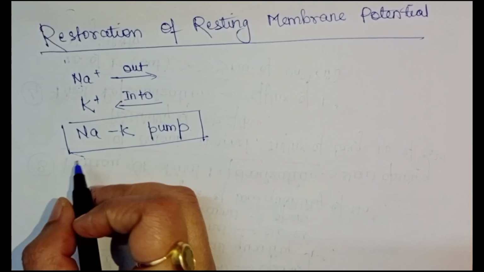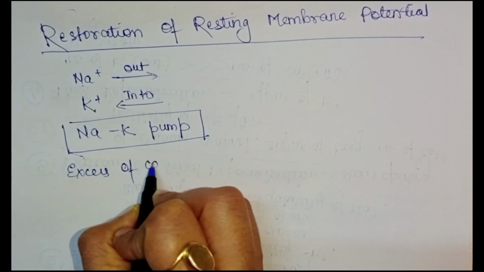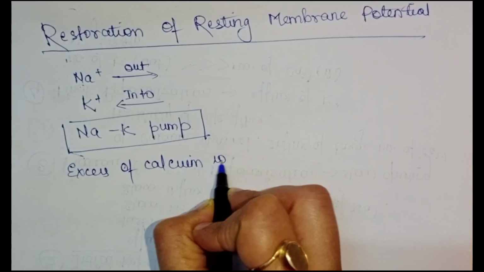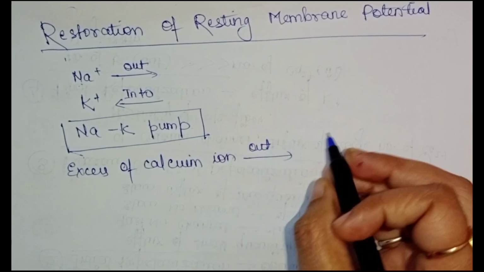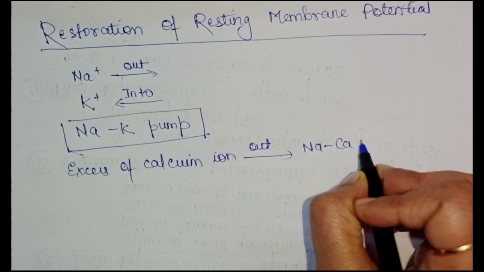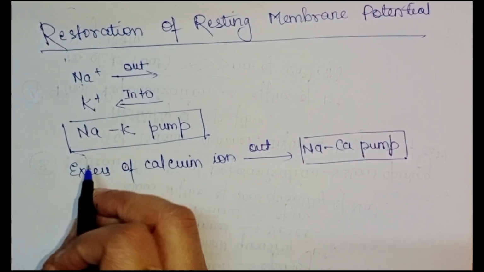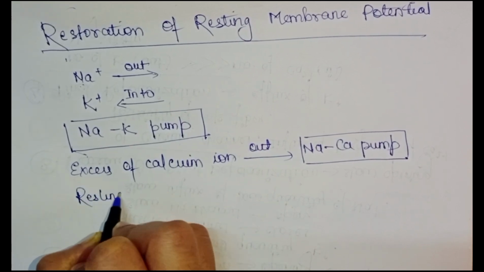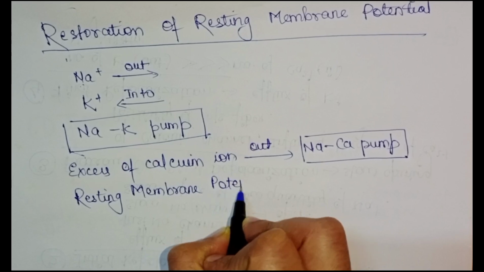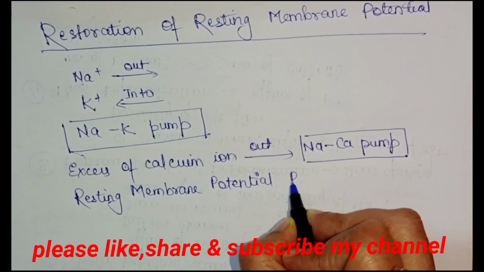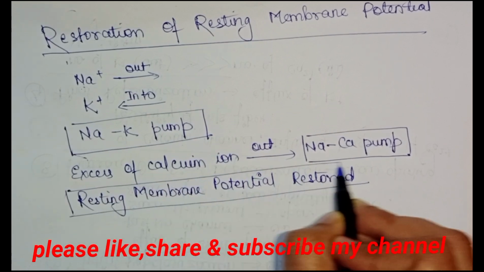And simultaneously, the excess of calcium ion which had entered the muscle fiber also moves out through the sodium calcium pump, and thus the resting membrane potential is restored. So let me again revise it.